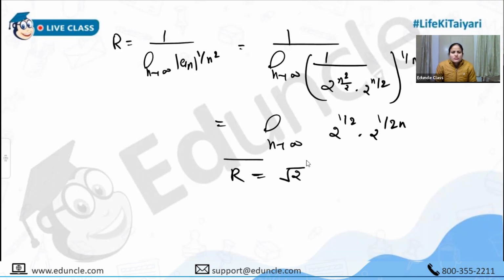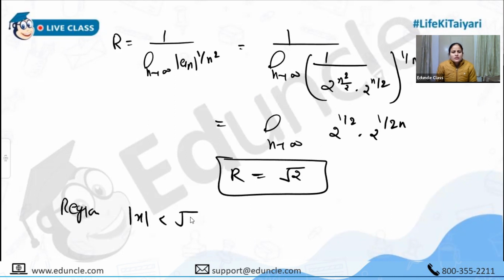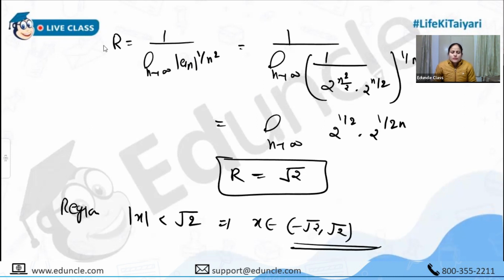Yes, hanji. So the radius is nothing but root 2. So my region will be mod of x is less than root 2. That means x lies in the open interval minus root 2 to plus root 2. So we need to check at the boundary points only, because I need to find the exact region of convergence, the exact region of uniform convergence, and the exact region of absolute convergence. So we need to check the convergence as well as absolute convergence at the boundary points.